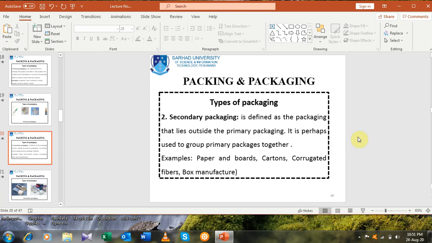The secondary packaging is defined as that which lies outside the primary packaging. It can be used to group primary packages together, for example, paper and board, cotton, corrugated fiber, and box. These are the types of the secondary packaging.